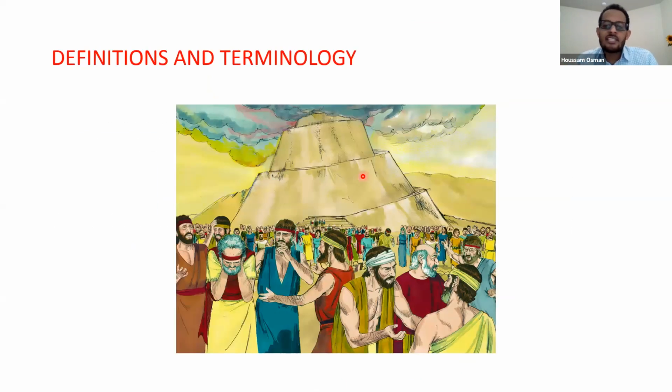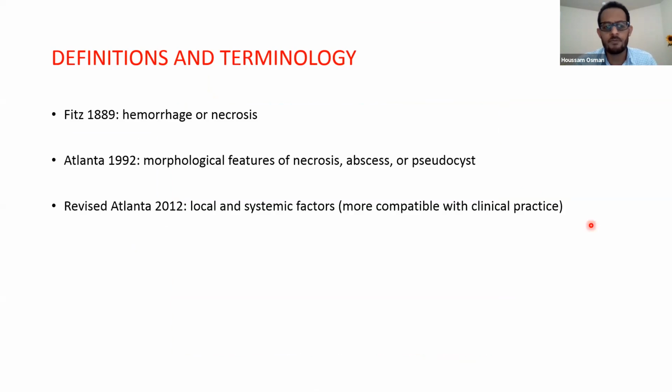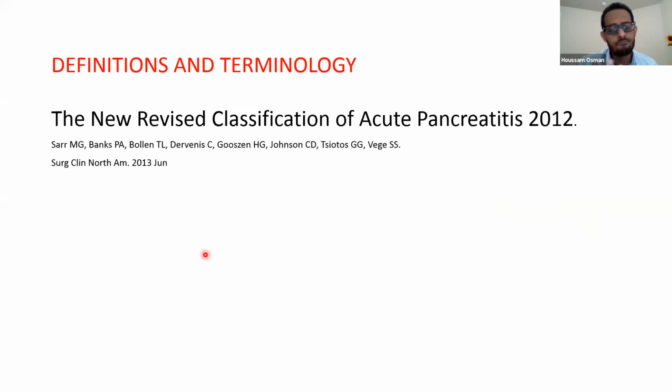So in order not to be like Babel, where everyone speaks a different language, we need to identify our terminology. When we say something, all of us need to understand exactly what we are talking about. There have been multiple attempts to define terminology in pancreatitis, but we're going to focus on the one that we are currently using, the revised Atlanta classification.